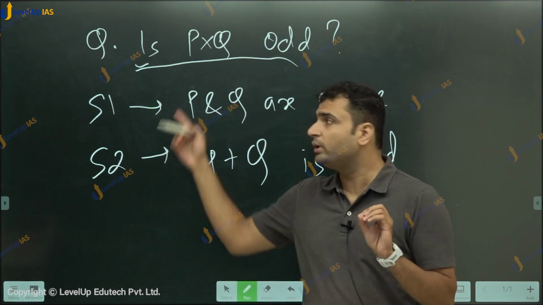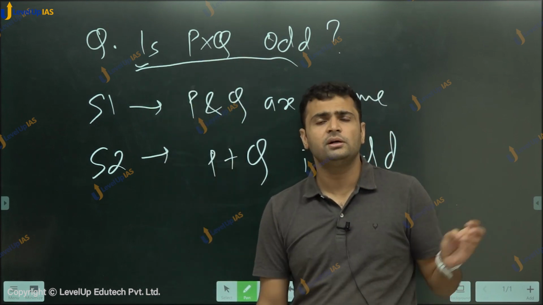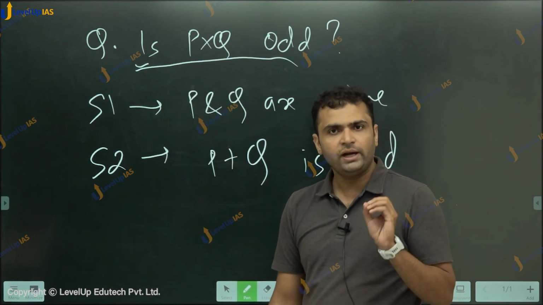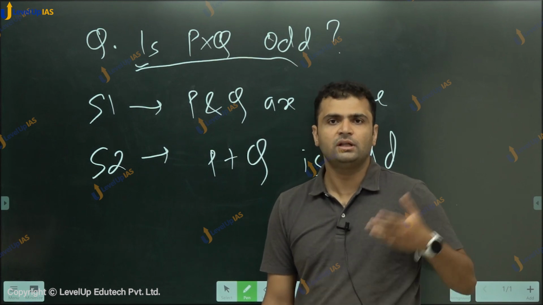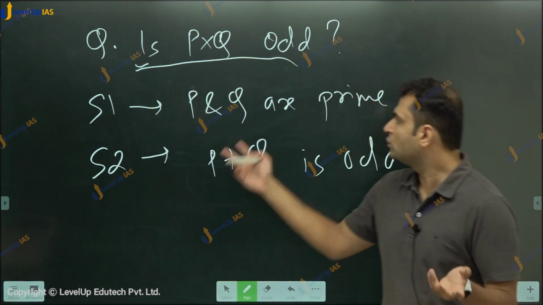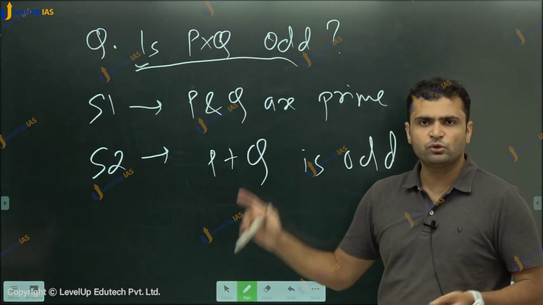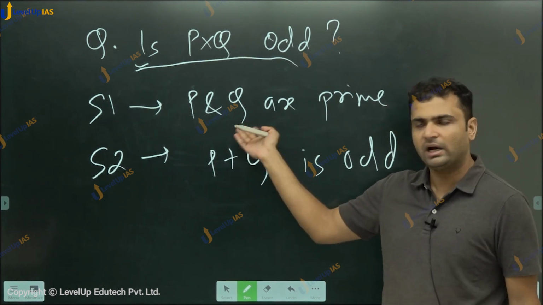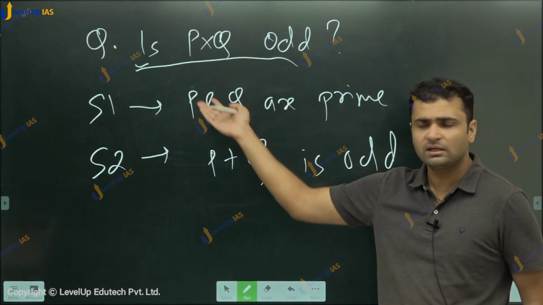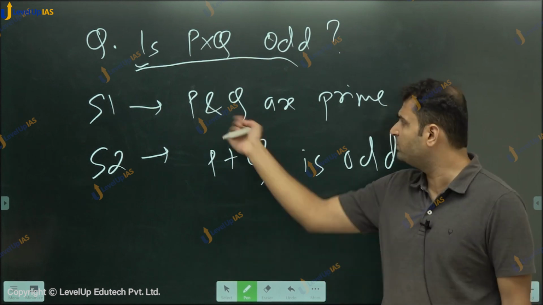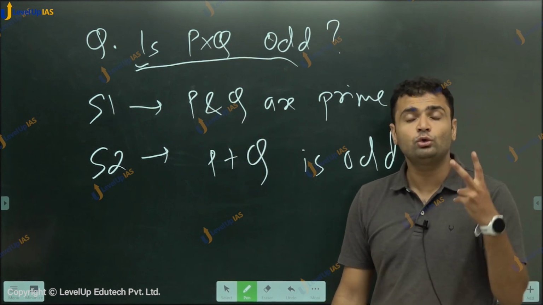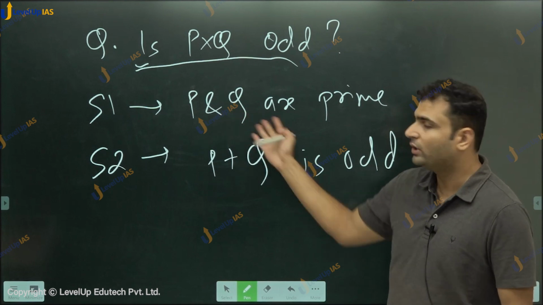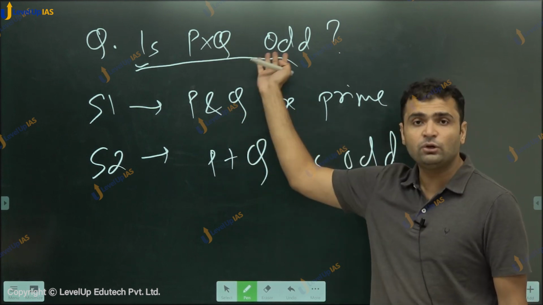When is the product of two integers odd? When is P into Q odd? When both of them are odd, right? If even one of them is even, then the product would be even. So here P and Q are prime. Can we have two odd primes? Yes, then the product is odd. But can one of P and Q be even? Yes, because 2 is an even prime number. So if one of them is 2, then the product will not be odd.